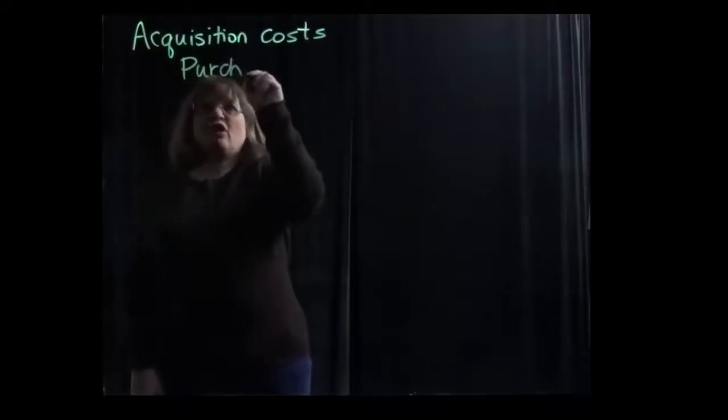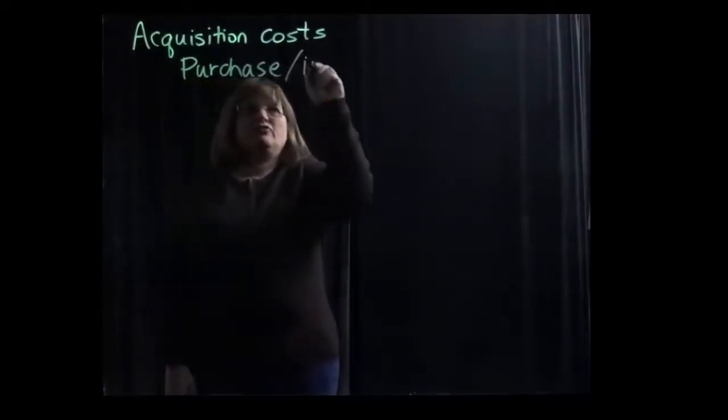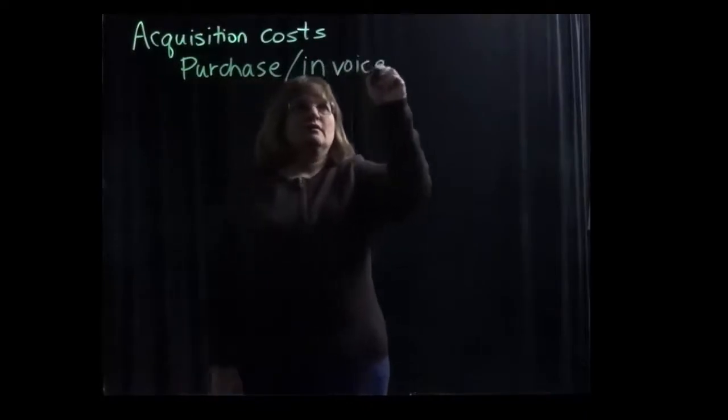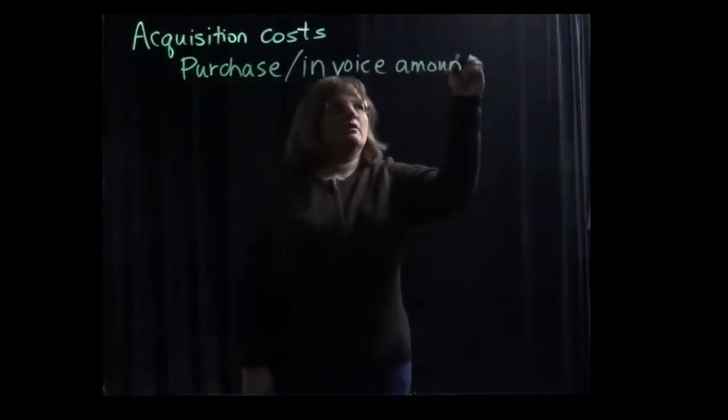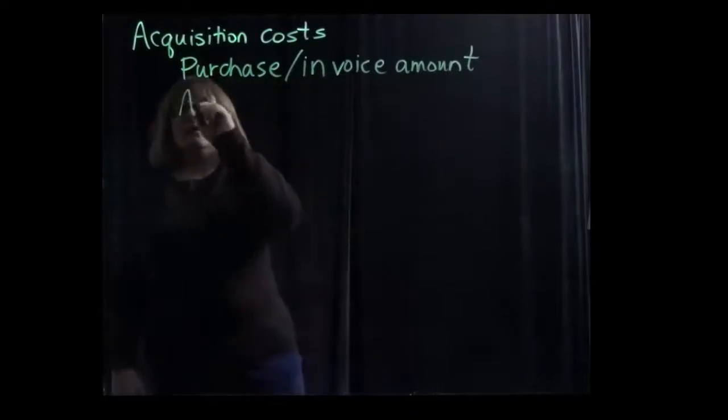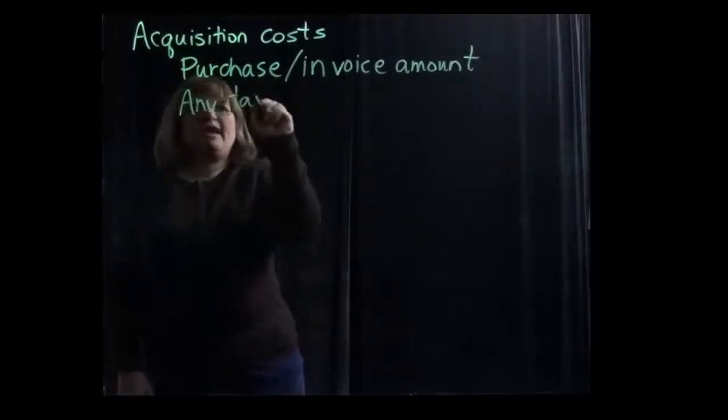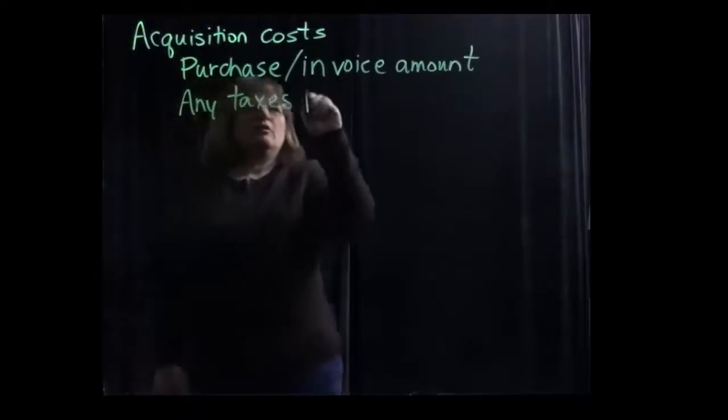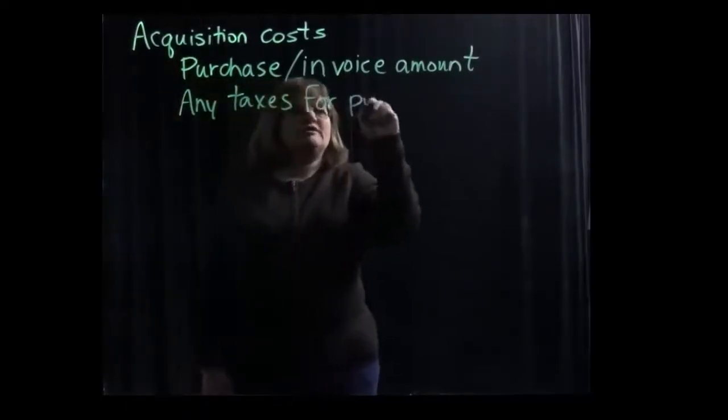At the time that a company acquires an asset, they need to include all costs that are necessary to buy the asset, bring it to the company's location, and prepare it for its intended use. So the costs will include the purchase cost, sometimes known as the invoice amount, any taxes that need to be paid for the purchase.